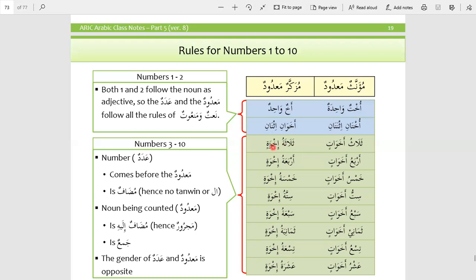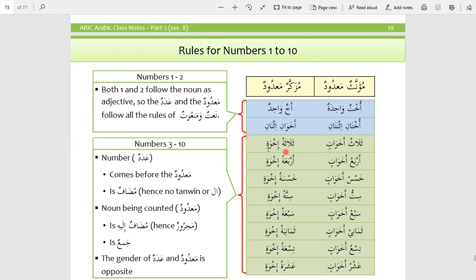Remember, ikhwatin is not feminine, it's masculine. This is one of the rare cases where we find a noun that ends with ta marbuta being masculine. So do not confuse the two. Talatatu ikhwatin. Ikhwatin is not feminine, it's masculine. These are brothers and not sisters. So sisters, here we see akhawatin.